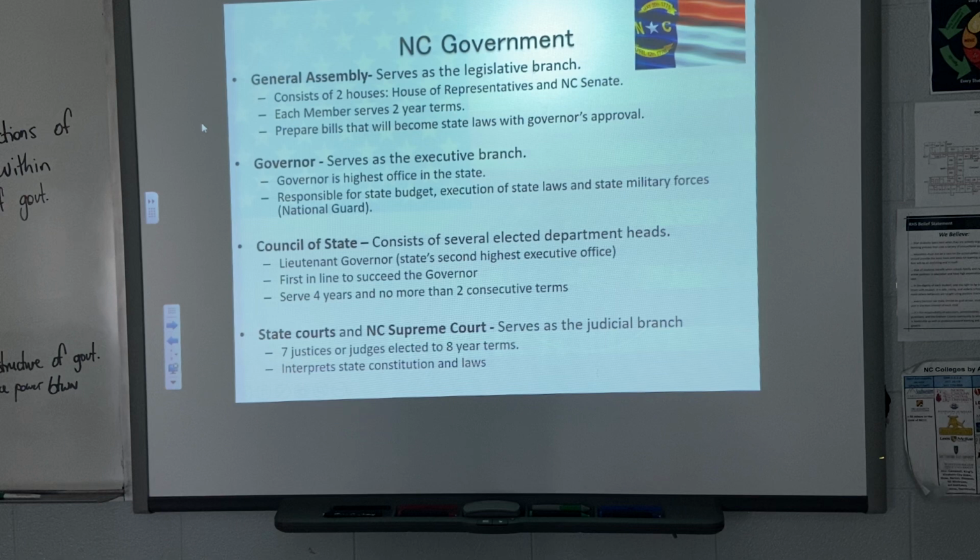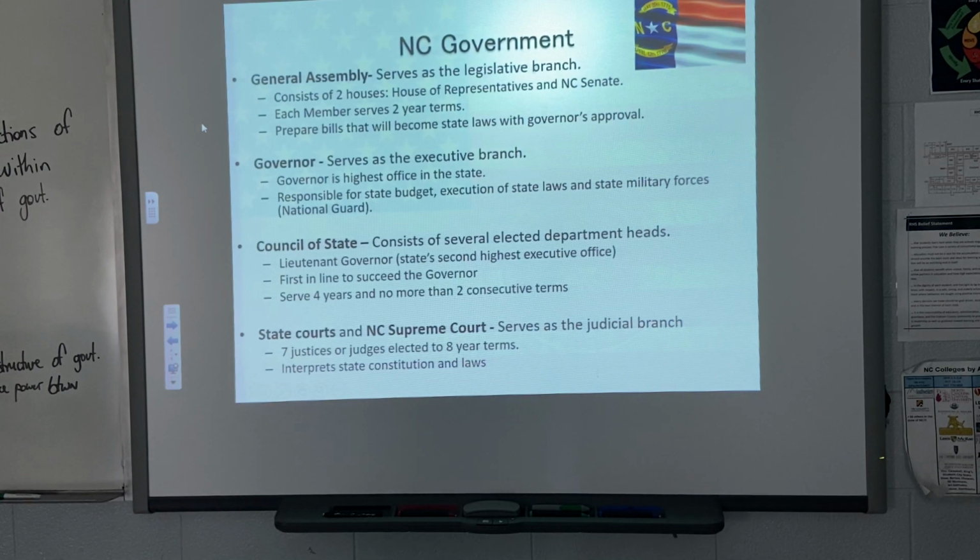Okay, each member serves 2-year terms. They do the same thing in the legislative branch on a state scale that they do on a U.S. scale, and that's prepare state bills in hopes that they would become state law. All right, the only difference is that the governor would sign that bill into law, whereas a federal bill would be signed by the president. Okay, there again, same working capacity.